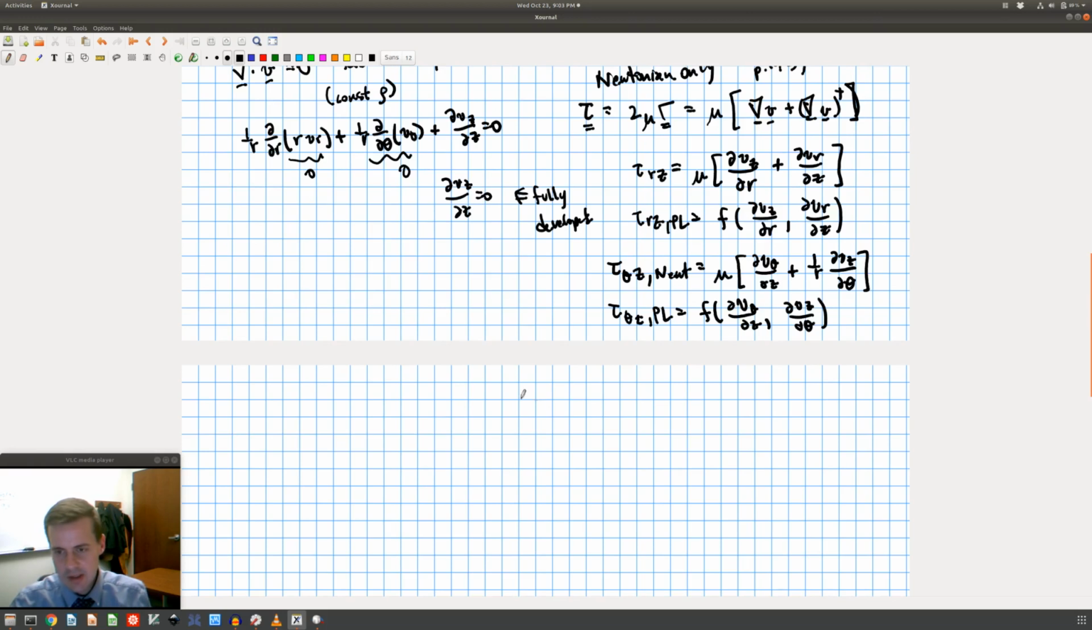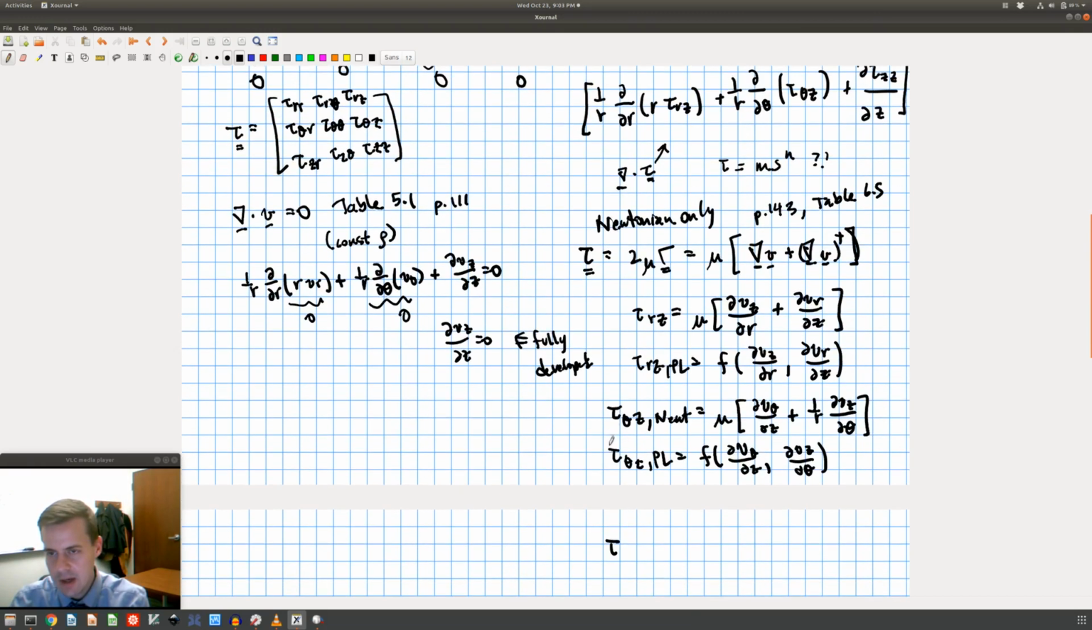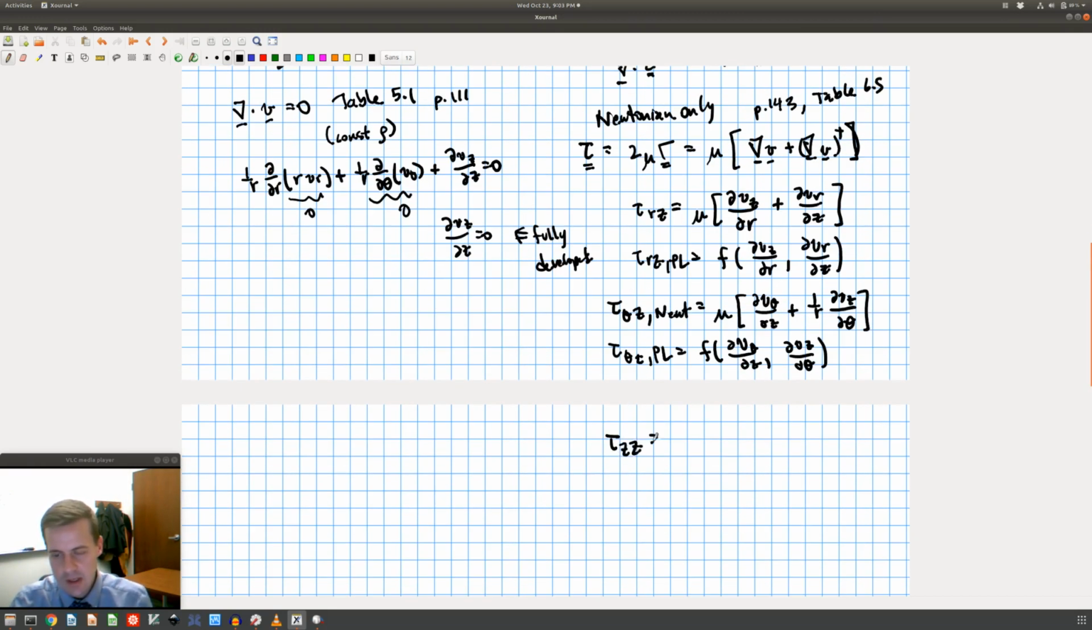All right, and I'm going to see the same thing with tau. Which tau is it? Tau zz. So tau zz for a Newtonian fluid, again looking in the table, gives me 2 mu dvz dz. And so tau zz for a power law fluid is going to be a function of dvz dz only.